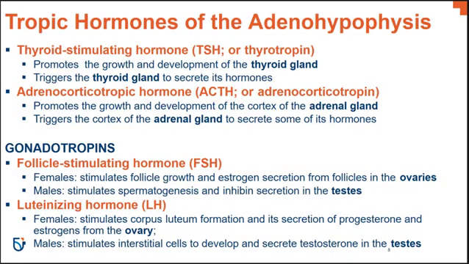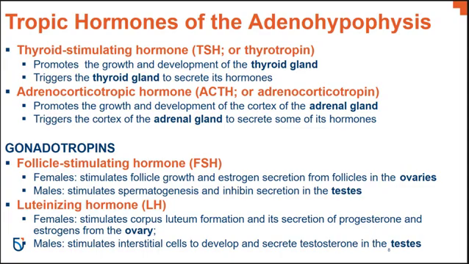For this slide, when we talk about these tropic hormones of the adenohypophysis, the actual tropic hormone itself will be listed in orange, and the endocrine gland that they stimulate will be bolded in navy blue. The first hormone that we'll talk about is thyroid stimulating hormone, or TSH, and as the name suggests, it promotes the growth and development of the thyroid gland. We will cover the thyroid gland in more detail later on, so this is just an introduction. TSH also triggers the thyroid gland to secrete its hormones.